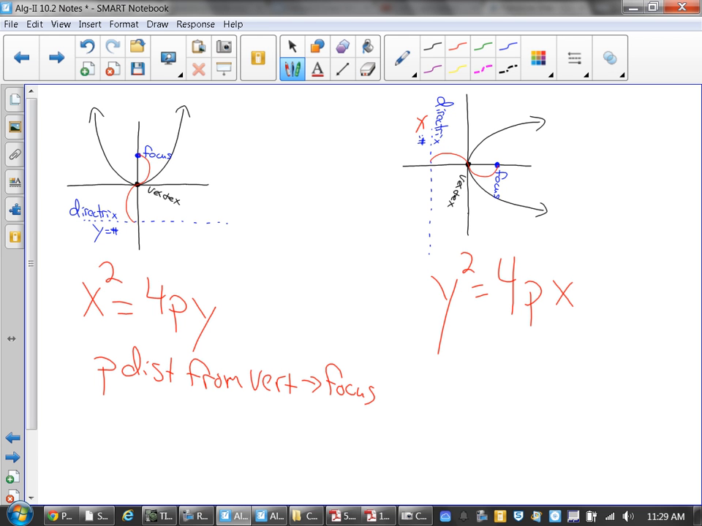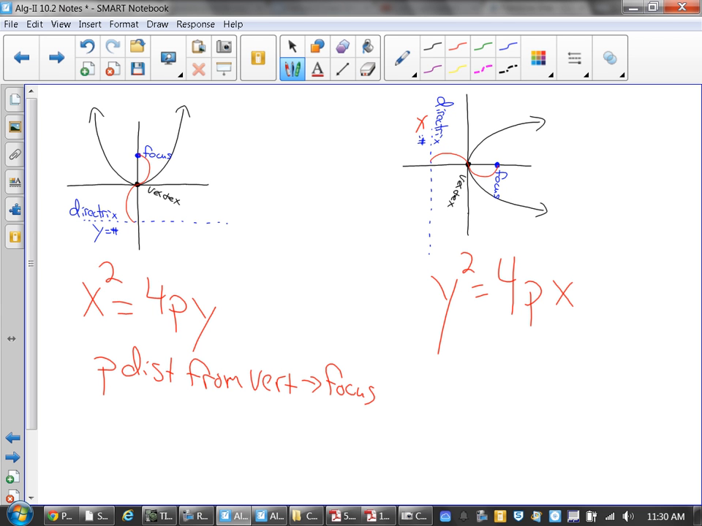And that's no matter either equation. So if the p-value is positive, for an x squared, is it going to be going up or down? Up. If the p-value is negative, that means it's opening down. Same thing with the left and right ones.